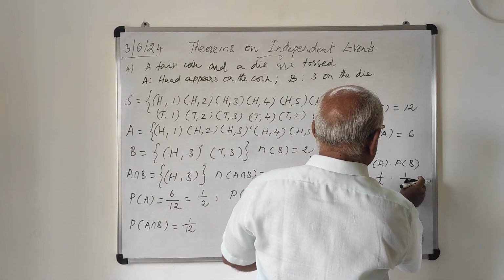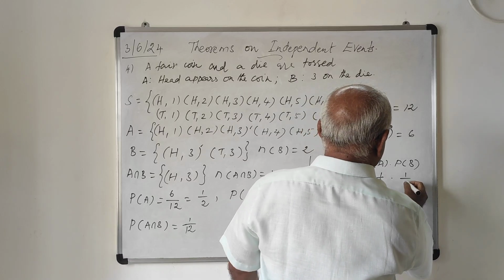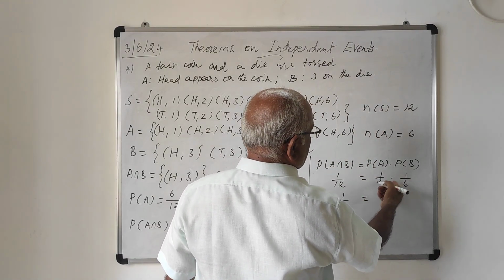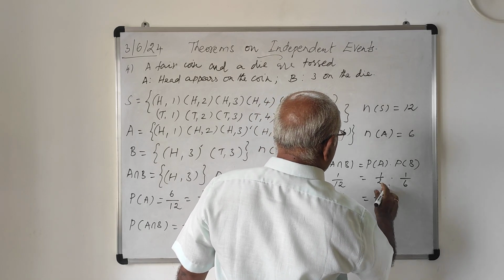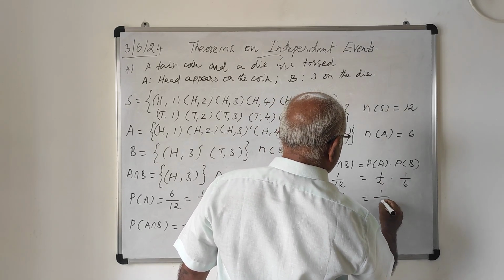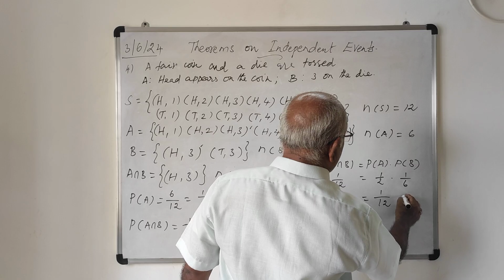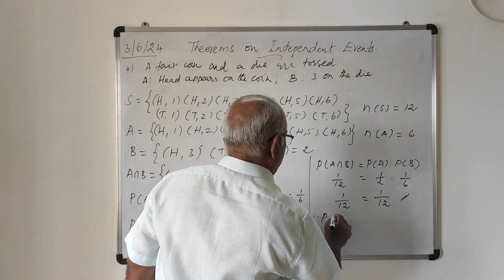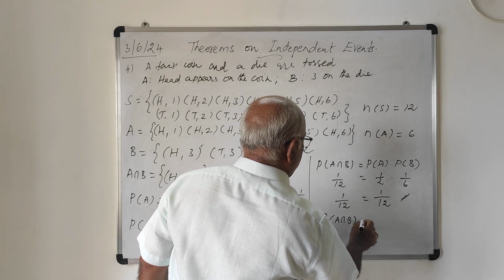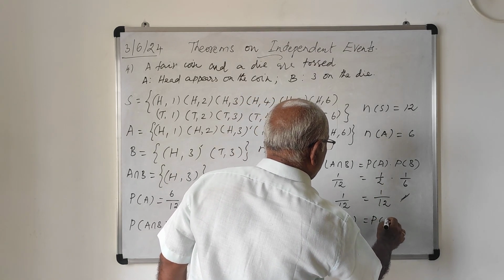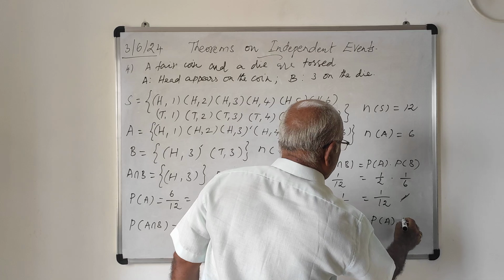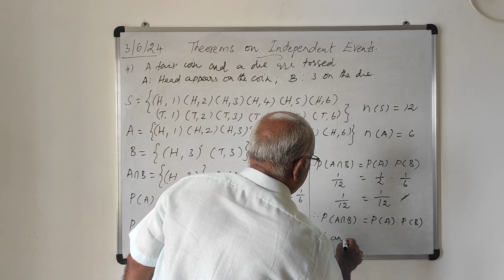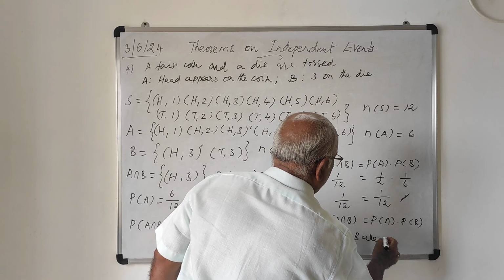So, 1 by 12 is equal to 1 by 2 and 1 by 6. Is it true or not? It is true, because 1 by 2 into 1 by 6 is 1 by 12. Both are the same. Therefore, P of A intersection B is 1 by 12 and P of A into P of B is also 1 by 12. Therefore, P of A intersection B is P of A into P of B. Therefore, the events A and B are independent.